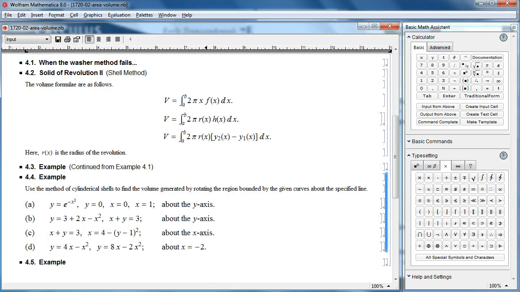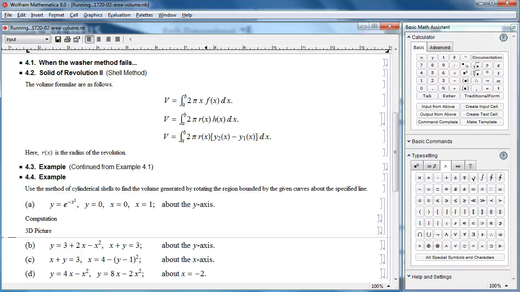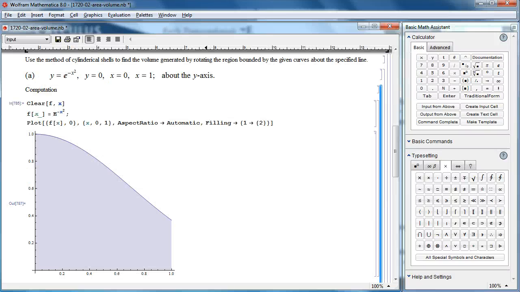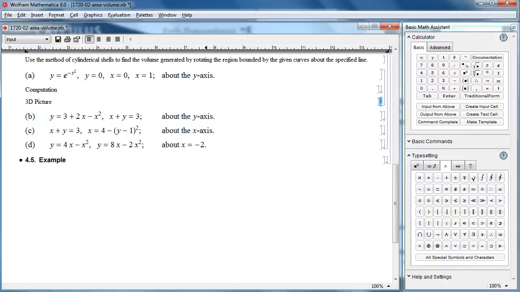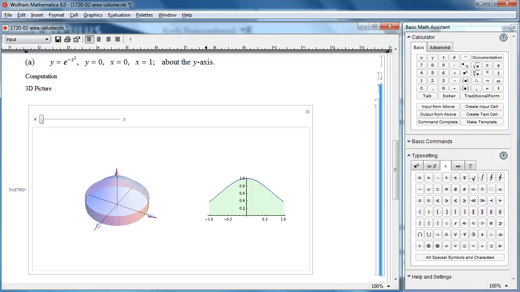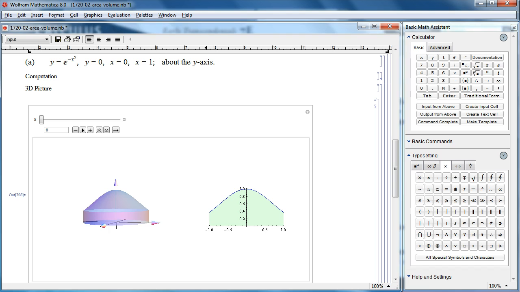Here are some examples, and let's begin with the most elementary one. Here it is. We have y equals e to the negative x squared and y equals 0, so we have a top curve and a bottom line. The bottom is just the x-axis. And then x equals 0, x equals 1, those are two vertical line segments, rotated about the y-axis, consequently generating this picture here, the left-hand side picture. It is drawn semi-transparently so that you can see the cylindrical shell forming like this.